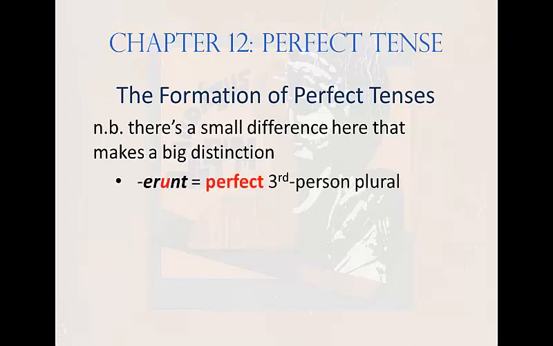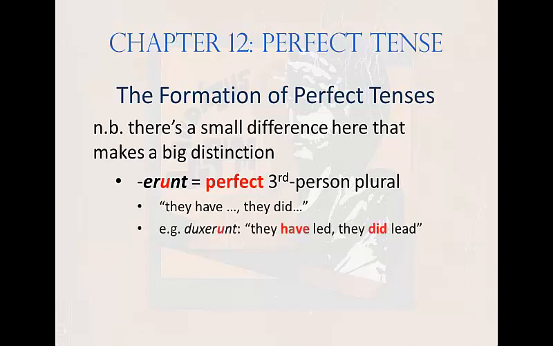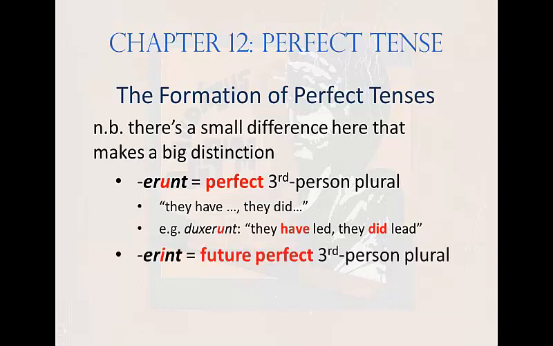Erunt in the perfect third-person plural means they have or they did, as in duxerunt, they have led or they did lead. Erint with an I means they will have, as in duxerint, they will have led. Be careful to note this difference, because this small change in form constitutes a significant change in meaning.